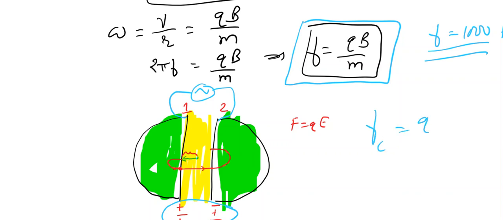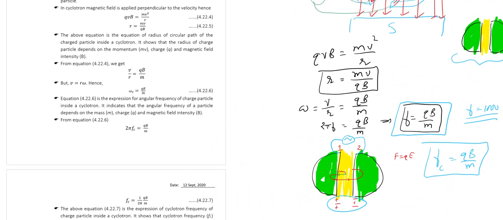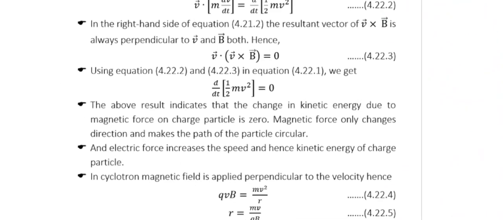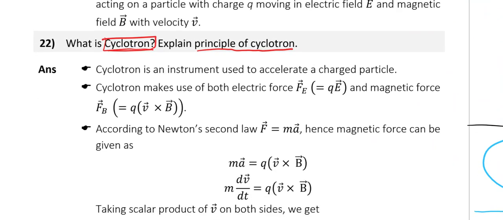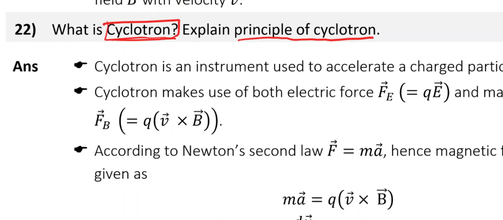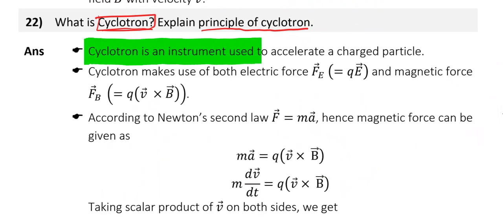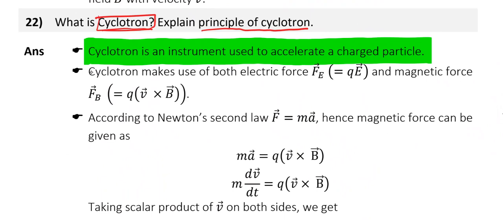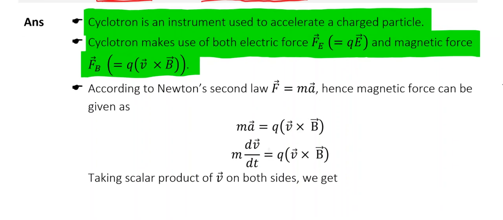This qB by m is called cyclotron frequency, and that is what we expect. We expect a source with that frequency. So that is about the principle of cyclotron. Let us have a look at the answer. Cyclotron is an instrument used to accelerate charged particles. Cyclotron makes use of both electric force F is equal to QE and magnetic force qv cross B.